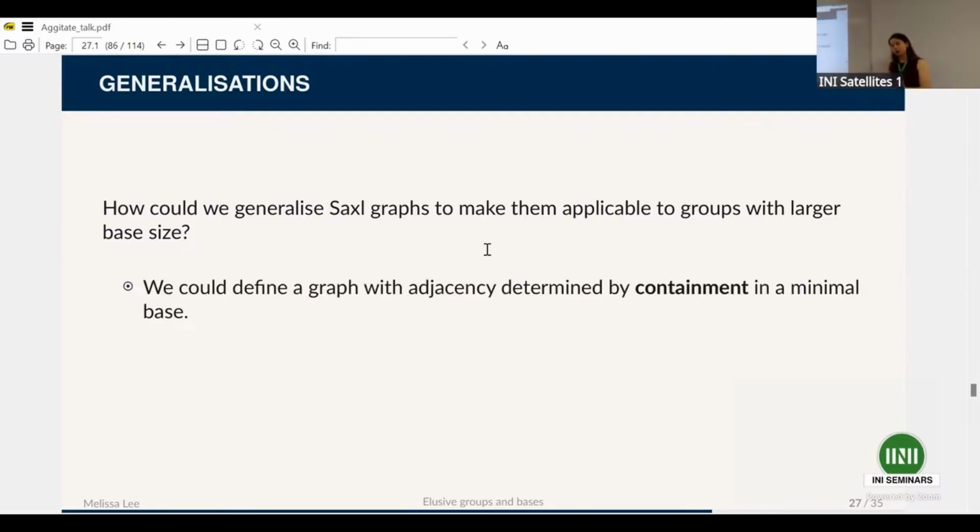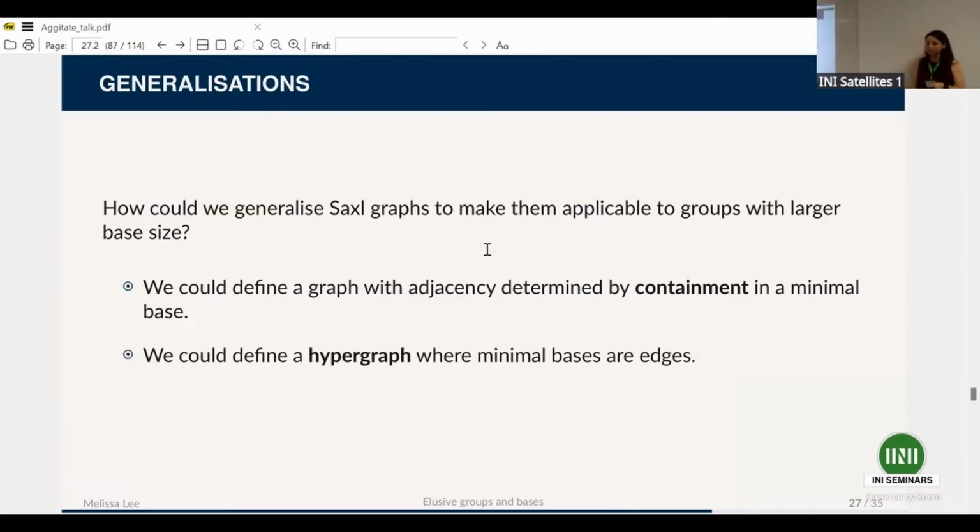First of all, you could define a graph where adjacency is determined by containment in a minimal base. Suppose you have a group of base size 3, then you could still make a graph, but instead of saying that 2 vertices are adjacent if they form a base for G, you could just say they're contained in a minimal base for G. We could also define a hypergraph. We could have the vertex set being the same, and then we say the edges are exactly the minimal bases. I've been involved in projects that have made both of these generalizations.